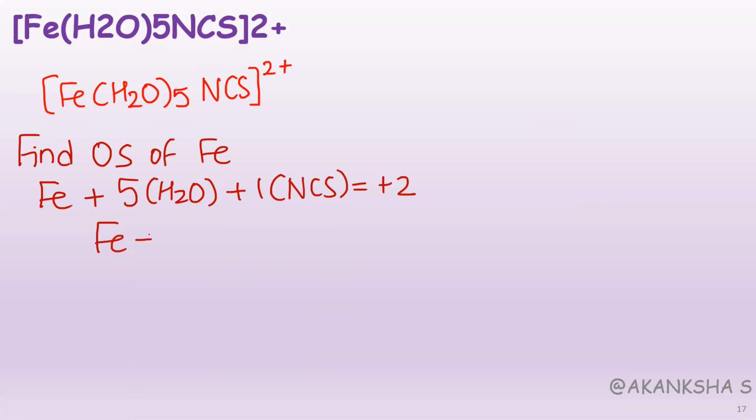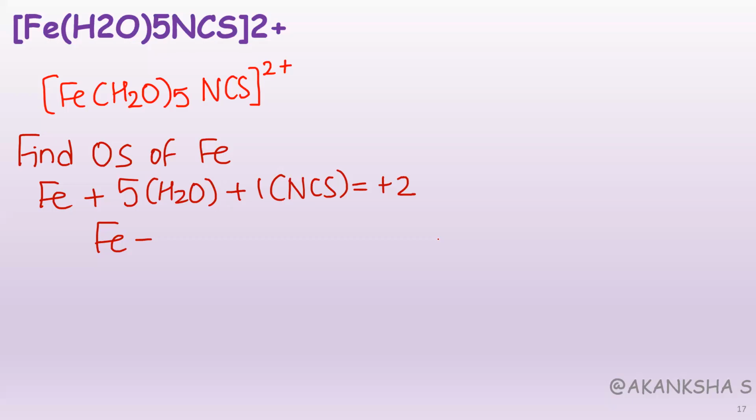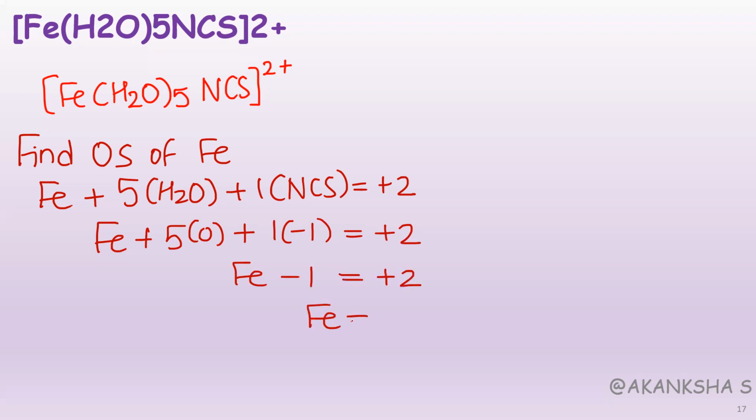Fe, let's see, we need H2O and NCS, right? H2O we find over here, the charge is going to be 0. NCS is over here, charge is going to be -1. How do we know it's -1? It's given over here, right? So Fe plus 5 times 0, neutral ligand, plus 1 time -1, giving you plus 2. Fe -1 plus 2 goes on the other side, Fe plus 3.